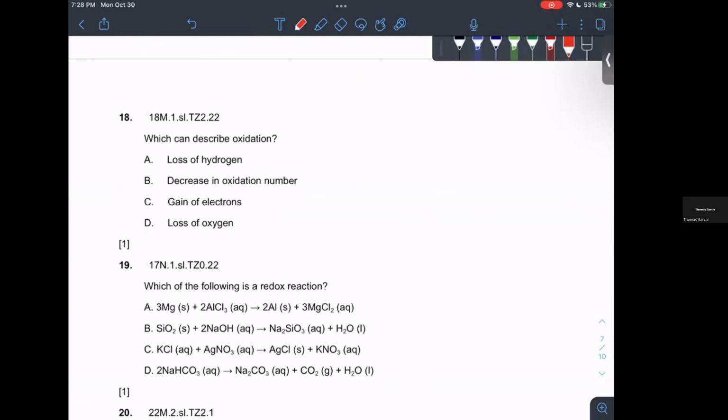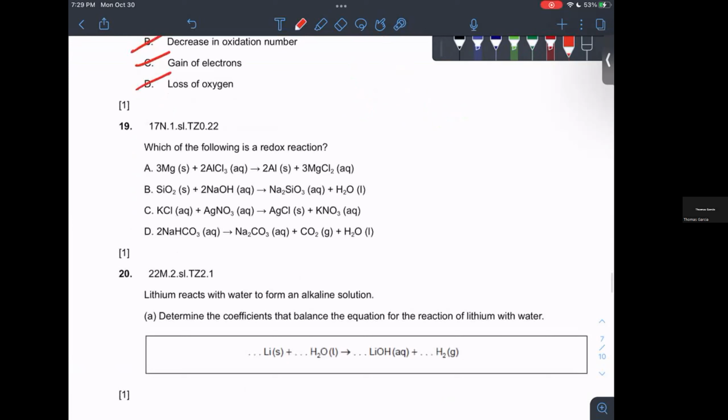What can describe oxidation? We know oxidation is loss. Loss of electrons, so it can't be gain of electrons. When we lose electrons, we increase our oxidation number. Can't be that. Oxidation literally comes from the idea that we are forming an oxide or gaining an oxygen. Can't be that. It's loss of hydrogen. So we'll move on to number 19.